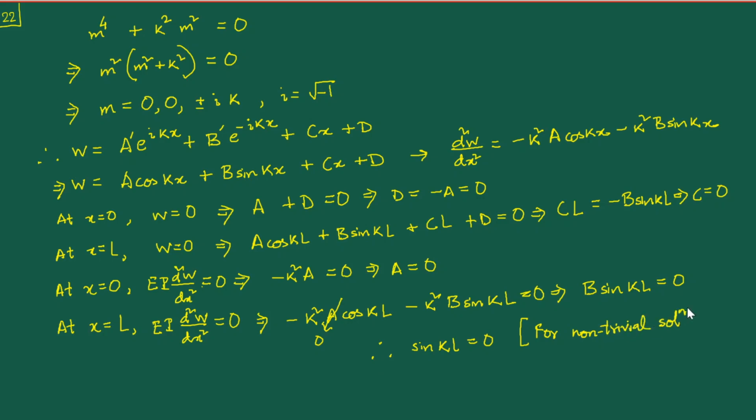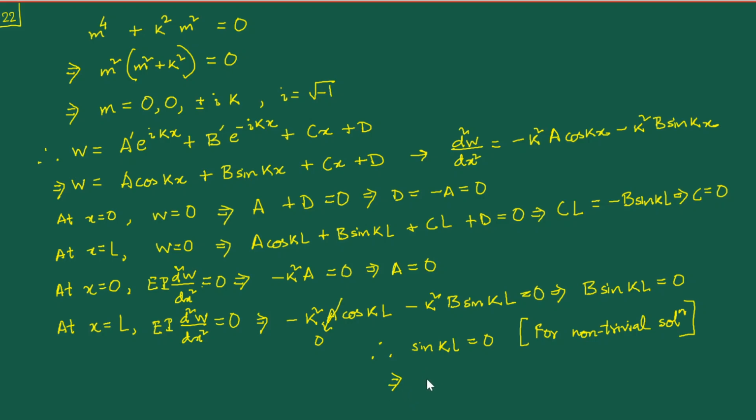Sometimes in textbooks it is written in very short, for non-trivial solutions the sine KL equal to 0, but you should always try to connect that kind of a mathematical statement, non-trivial solution, with what you are actually looking for mechanically in the problem at hand. We are looking for possibilities of buckling, the mechanical phenomenon, and that will be possible only and only if this B is not equal to 0, which leaves us with the only possibility that sine KL must be equal to 0.